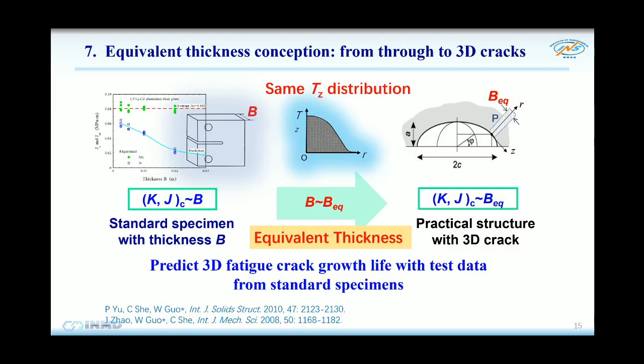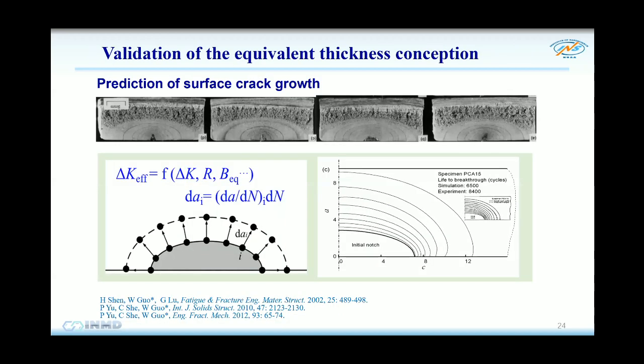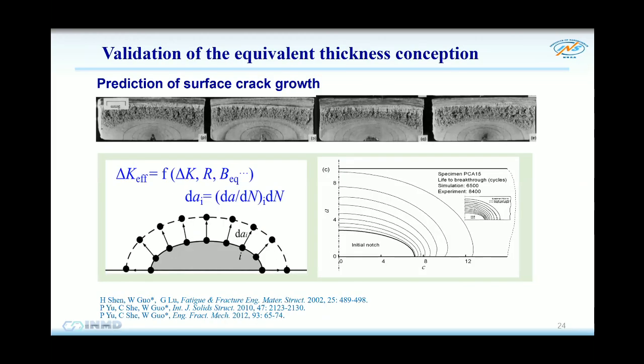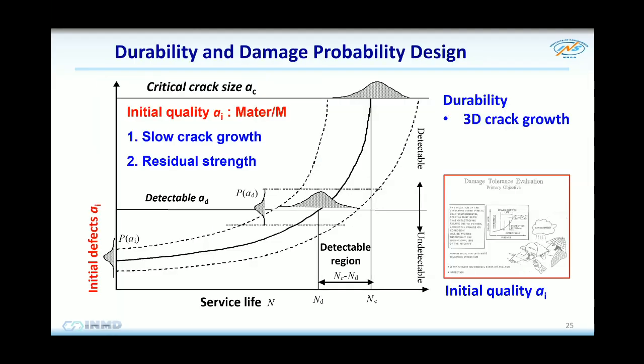So we can extend and apply the through-thickness data to predict point by point with different equivalent thickness. We can make prediction of the three-dimensional crack and their shape evolution. And so we have the initial defect or initial crack. And this is the green, without detectable.